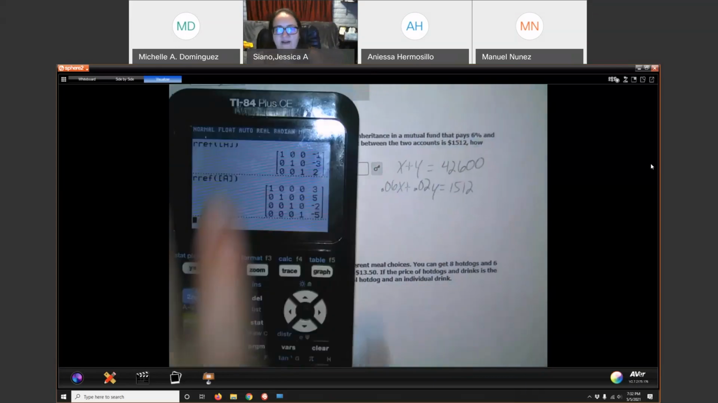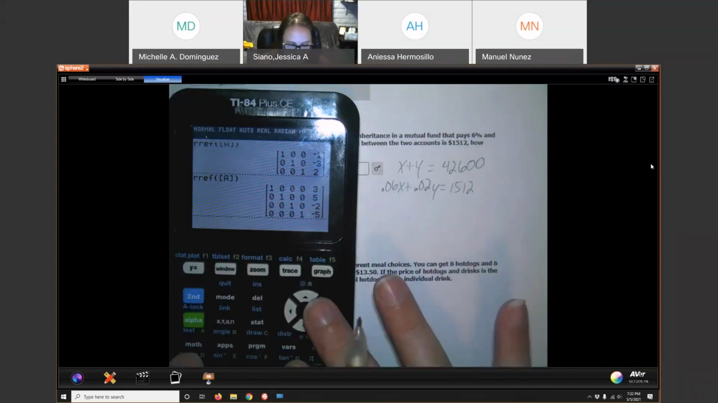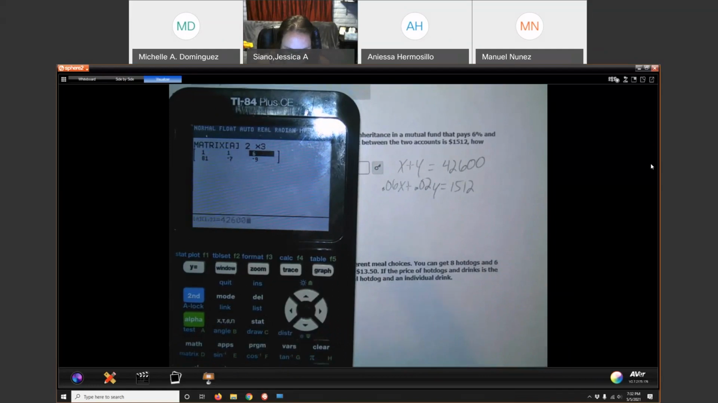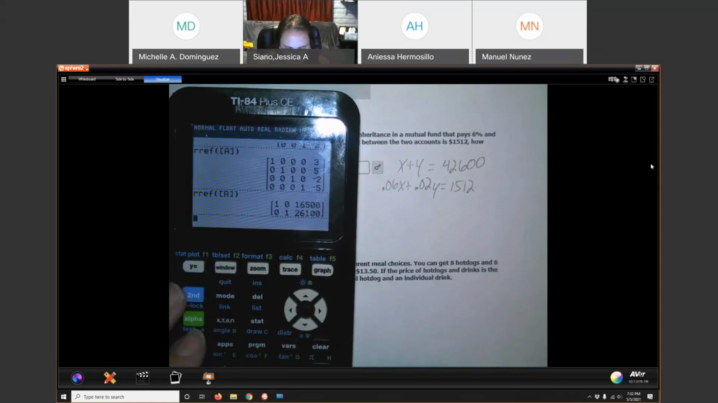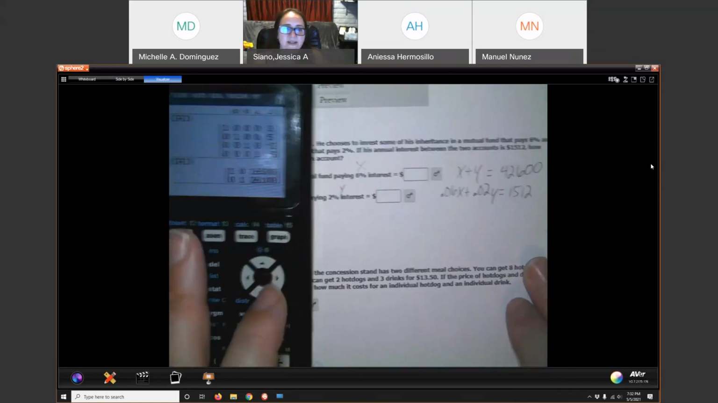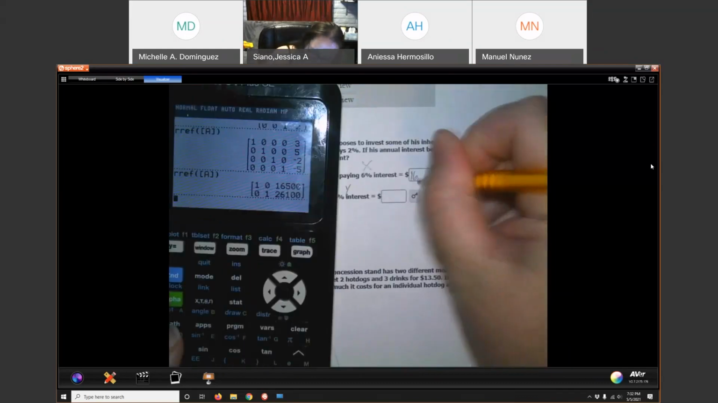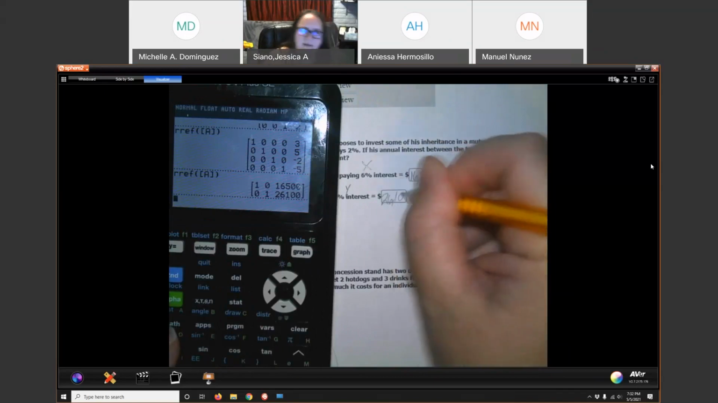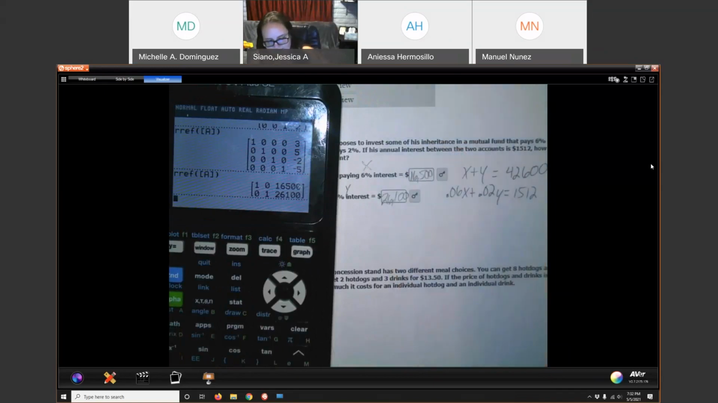Now, honestly, this one would be pretty easy to solve using elimination, but whatever. So he invested 16,500 at 6% and 26,100 at 2%.